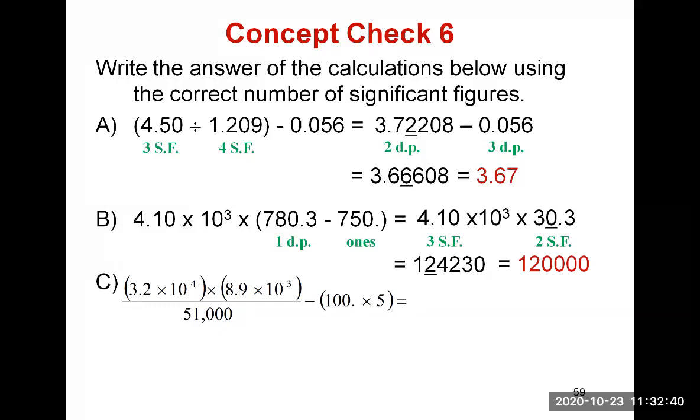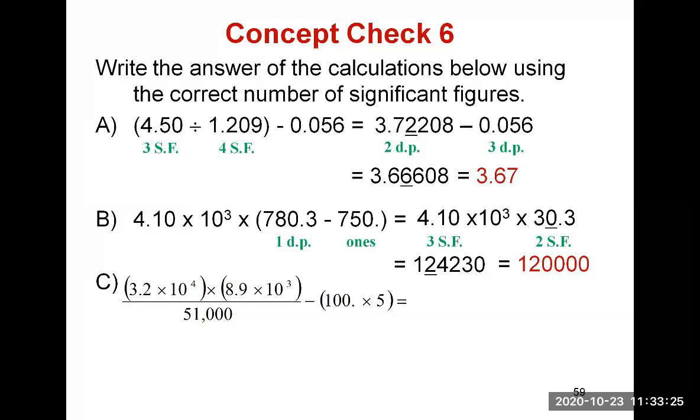Final example here. We have two numbers in scientific notation multiplied together, then divided by 51,000. And then we have a subtraction and another multiplication in the next parenthesis. So it looks like we need to do two multiplications before we do the final subtraction. So we will calculate 3.2 times 10 to the fourth times 8.9 times 10 to the third divided by 51,000 on one hand. And then on the other hand, you will calculate 100 times 5.